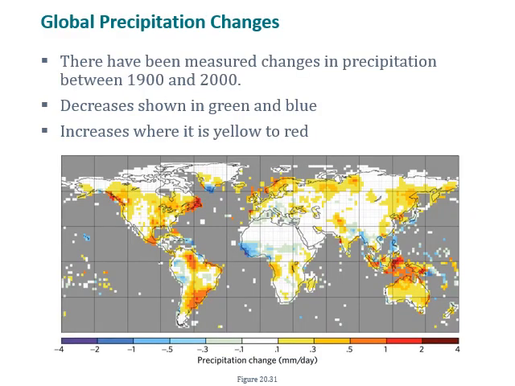And then we have global precipitation changes, which have been measured since 1900 to present. Decreases in precipitation are shown in green and blue, whereas increases in precipitation associated with warmer weather are shown in yellow to red.